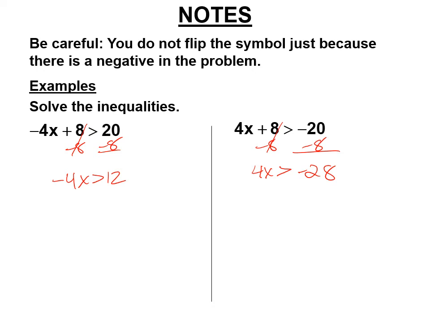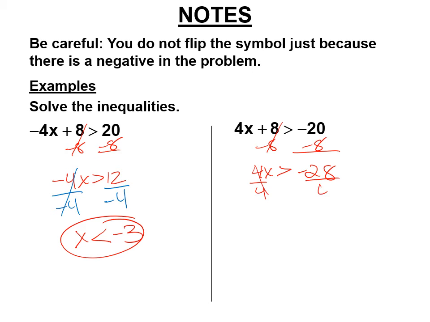One on the left, we're going to have to divide both sides by -4. And we're going to get x is less than, because we're flipping the symbol, -3. Here, there's no flipping. Just divide both sides by +4, and we have x is greater than -7. So how can you tell ahead of time? Well, it's the coefficient of x that causes this. Now, if there's a number dividing x, the same thing. If that coefficient there is negative, you're going to end up flipping the symbol in your two-step inequality.